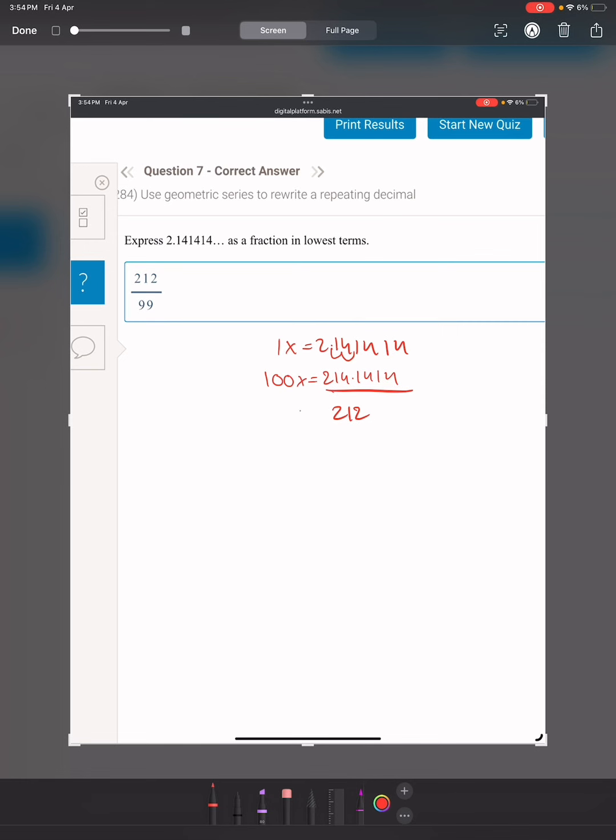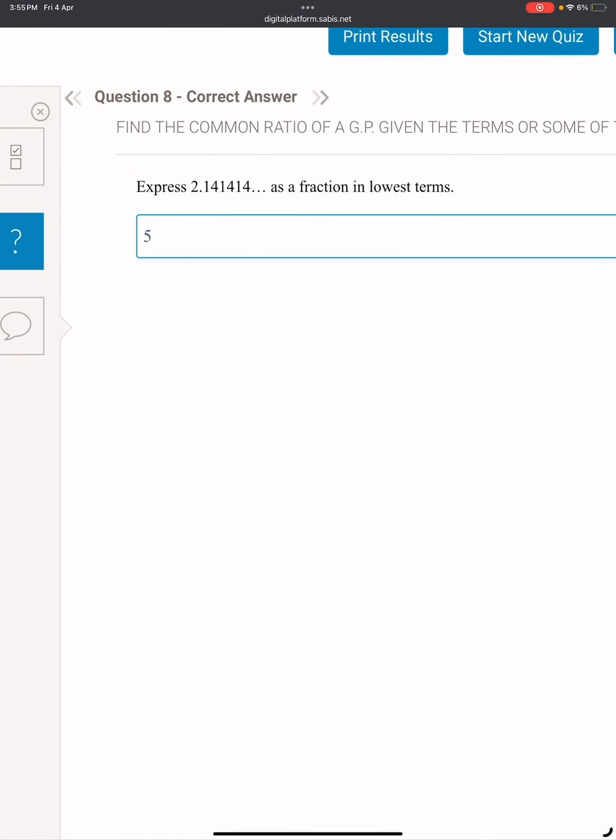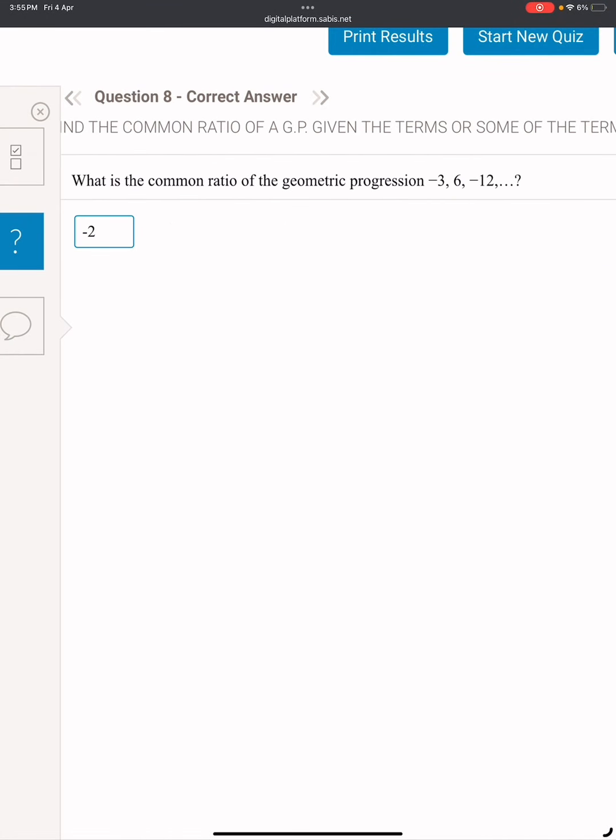1 minus 100 is 99. X equals 212. Move this to the other side. X equals 212 over 99. Moving on. What is the common ratio of this geometric progression?